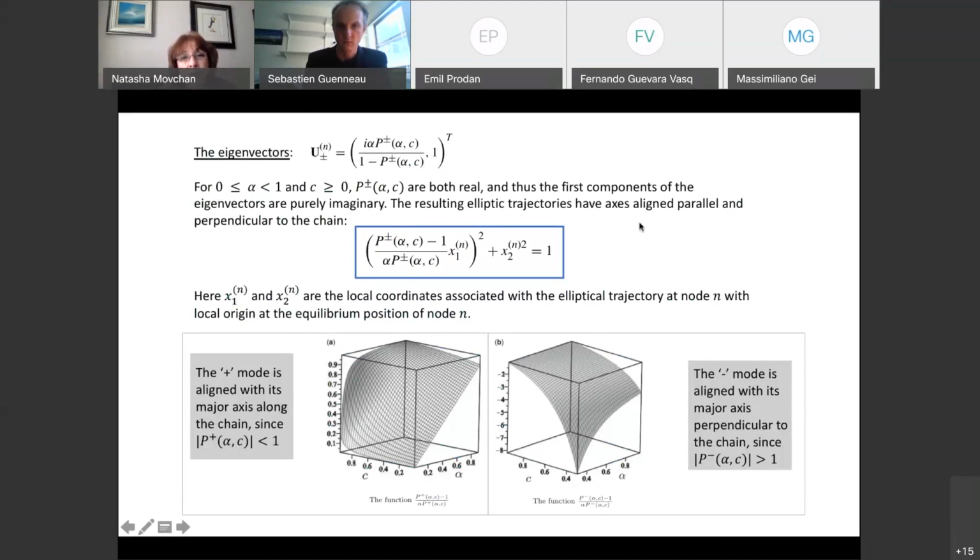And the resulting elliptic trajectories, which are written down here in the local system of coordinates associated with elliptical trajectory for each node, are ellipses aligned parallel or perpendicular to the chain. In fact, for the plus mode, the ellipses will be aligned with the major axis along the chain, and for the minus mode, it will be the other way around, perpendicular to the chain.